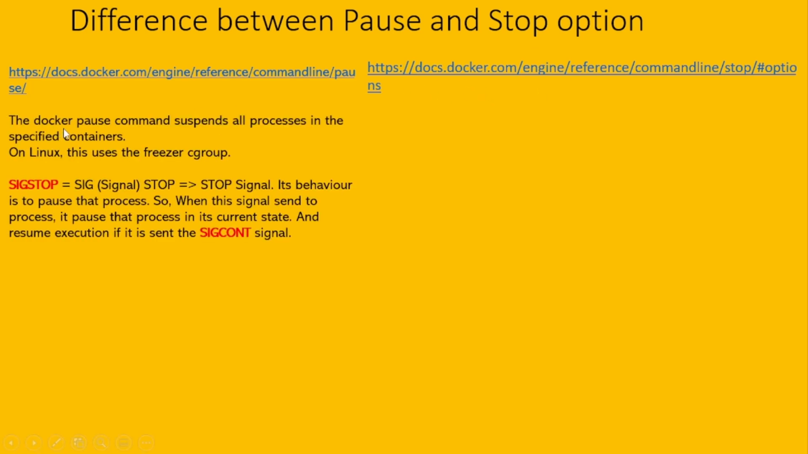In pause, the docker pause command suspends all the processes in the specified container. On Linux, this uses the freezer cgroup. SIGSTOP is the signal name. SIG stands for signal and STOP is for stop. Its behavior is to pause that process. When this signal is sent to the process, it pauses that process in its current state and resumes execution if it is sent the SIGCONT signal, which means the continue signal.